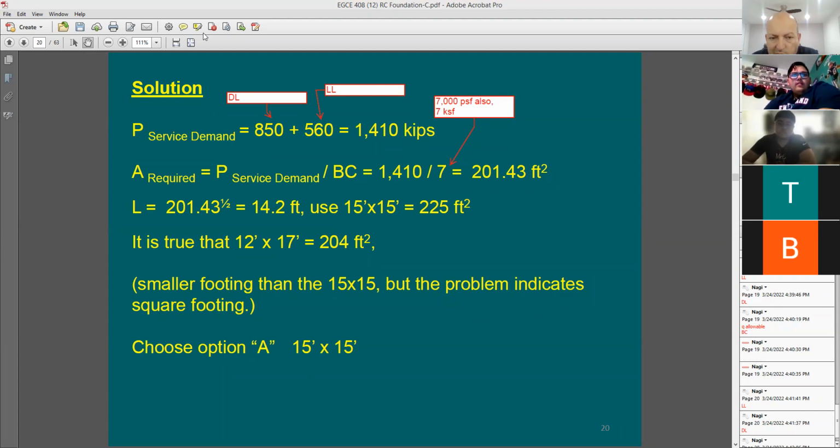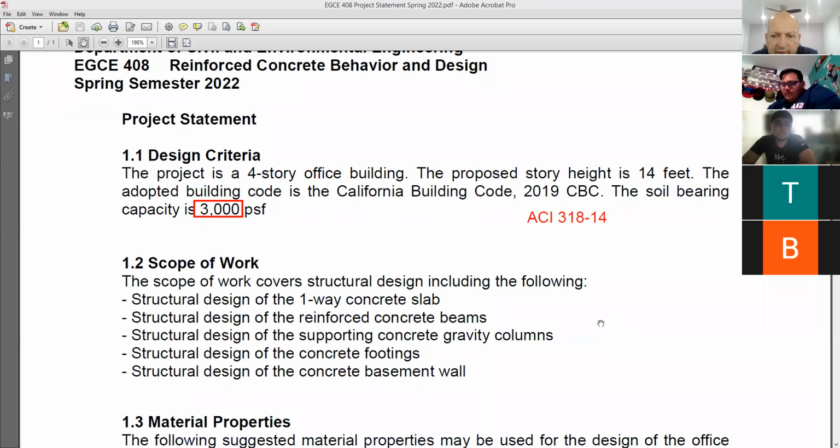It's in the criteria. How much is it? I believe it's 3,000 PSF. Okay, let me quickly go there. Do you see it now? In the red box, the soil bearing capacity is 3,000 PSF. Great, now I have it. So I guess I should be able to do this in this easy step.